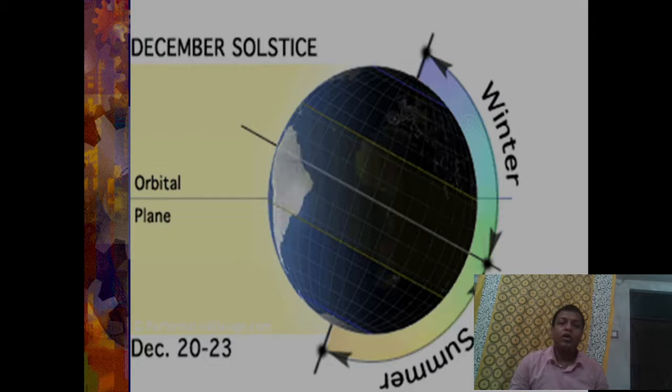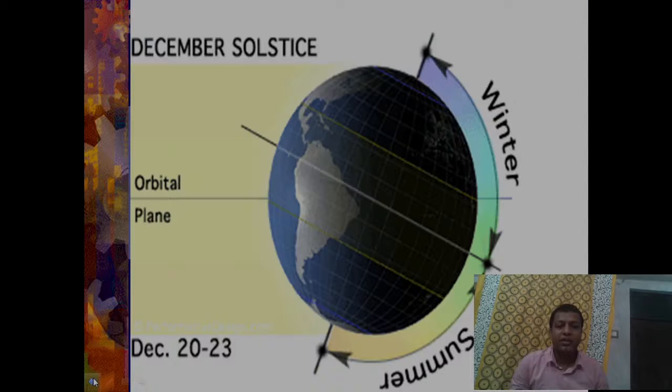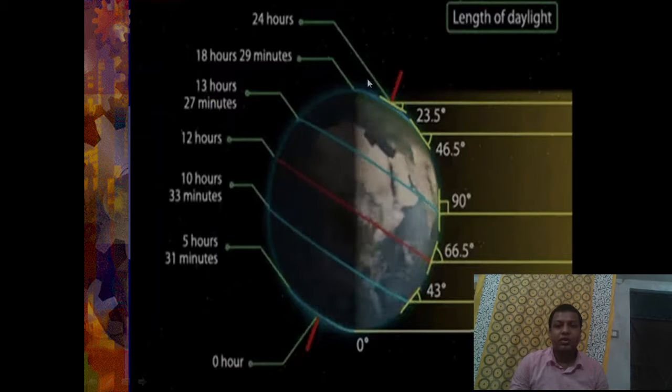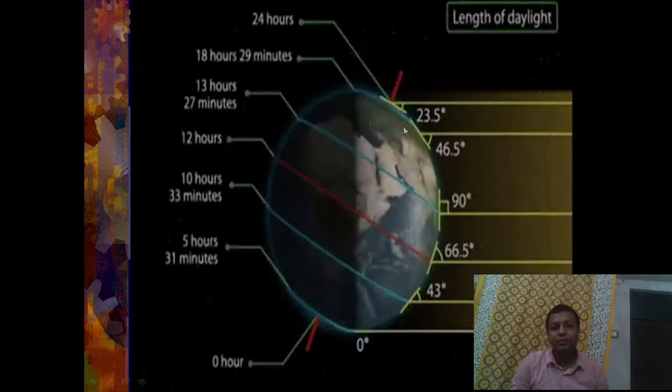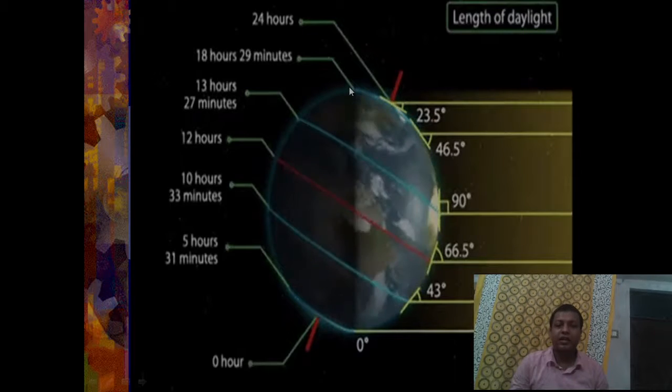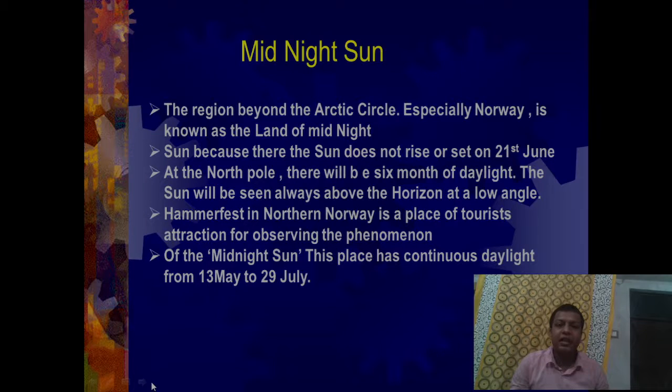Okay, now one more topic I want to discuss here is midnight sun. Dear students, as you know, in some parts of the world you feel the midnight sun, as you have seen in this picture. This is the Arctic Circle, 66 and a half degree north latitude. When it comes to talking about midnight sun, the region beyond the Arctic Circle, especially Norway, is known as the land of the midnight sun.